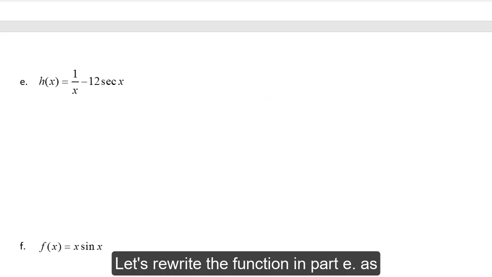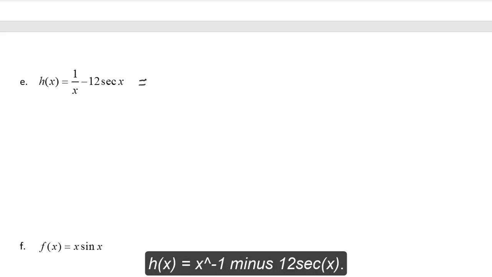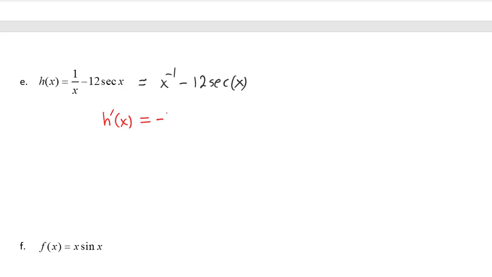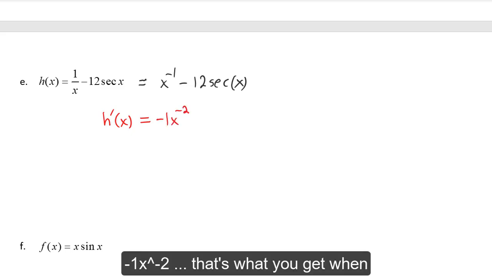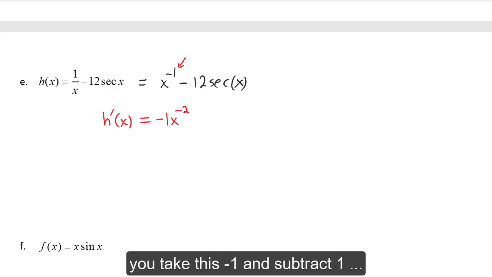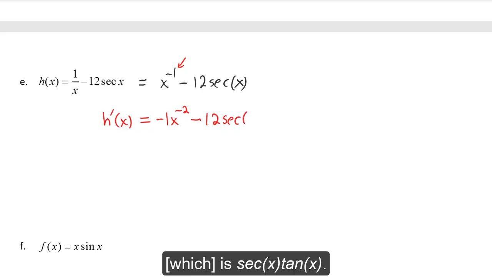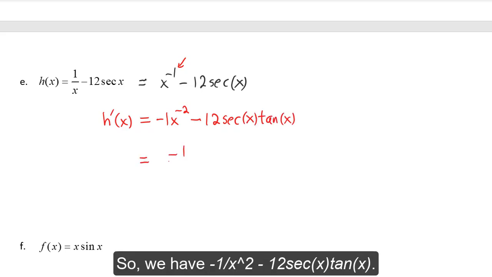Let's rewrite the function in part E as h of x equals x to the negative 1 minus 12 secant of x. Its derivative, h prime of x, is equal to negative 1 x to the negative 2, that's what you get when you take this negative 1 and subtract 1, minus 12 times the derivative of secant of x, which is secant of x times tangent of x. So we have negative 1 divided by x squared minus 12 secant of x tangent of x.